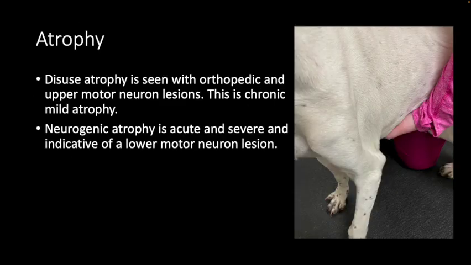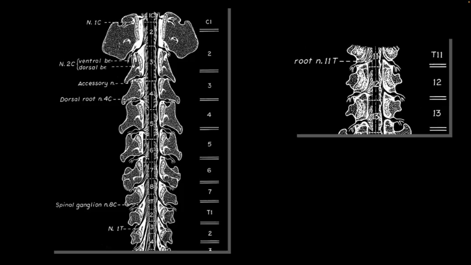A brief word on atrophy. Generally, if atrophy is mild and chronic, a lower motor neuron disease is unlikely. This type of atrophy occurs with orthopedic disease or upper motor neuron disease. However, if the atrophy is severe and acute, this is indicative of a lower motor neuron localization, in this case a right-sided C6, T2 myelopathy, or potentially a brachial plexus neuropathy. Generally, reflexes and tone are more helpful for localization because patients present more commonly in the acute phase. However, atrophy can be helpful in more chronic cases.